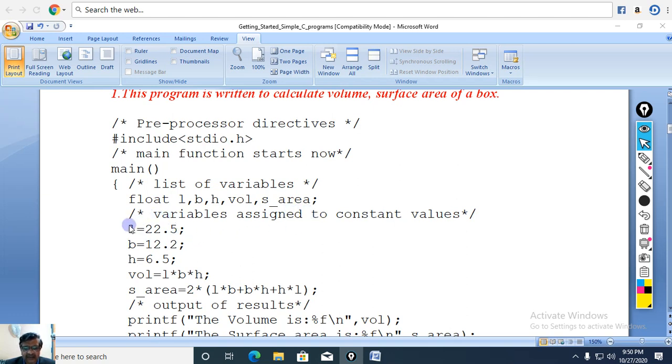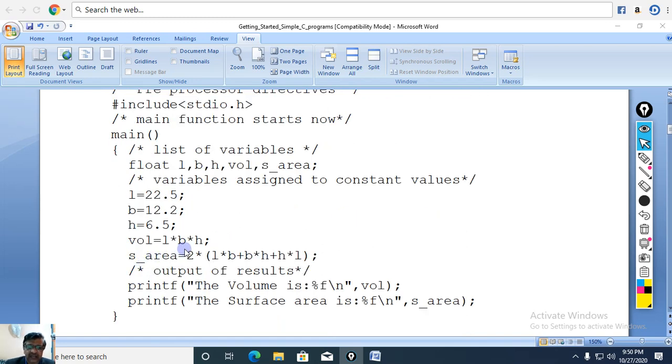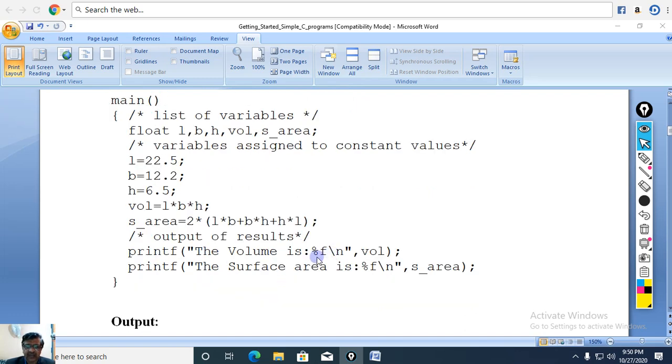This is a special type of problem wherein the values are assigned beforehand. So L equal to 22.5, B equal to 12.2, and H equal to 6.5, and volume is gotten after multiplying L into B into H, and surface area is gotten as 2 times L into B, B into H, H into L. There will be 2 surfaces demarcating L into B, 2 surfaces demarcating B into H and H into L, and it is printed.